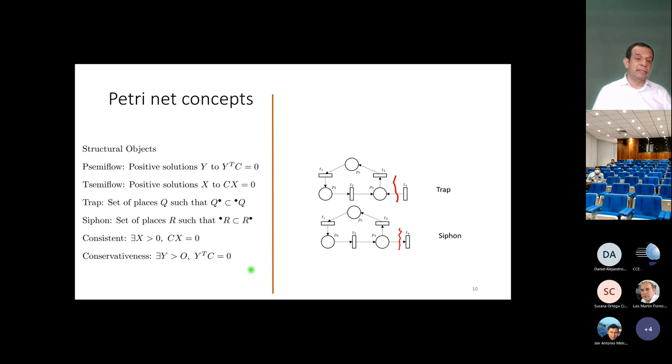A net is consistent if there exists a vector that belongs to the right kernel of the incidence matrix, and all the entries of this vector are positive. And the net is conservative if there exists a vector that belongs to the left kernel of the incidence matrix, and the entries of this vector are also positive.